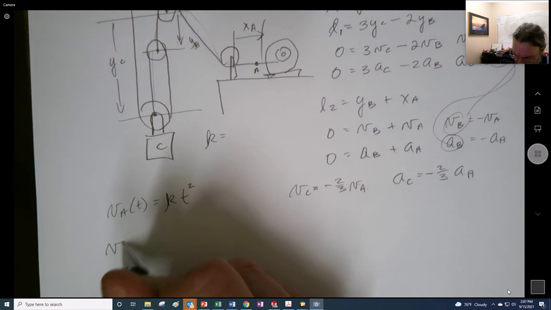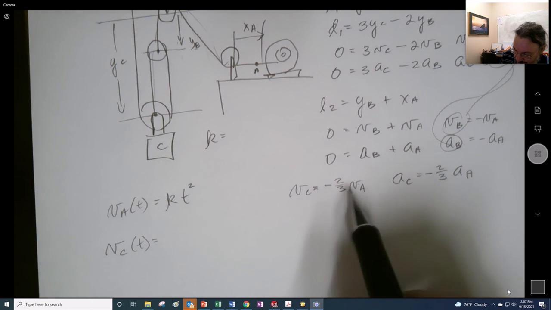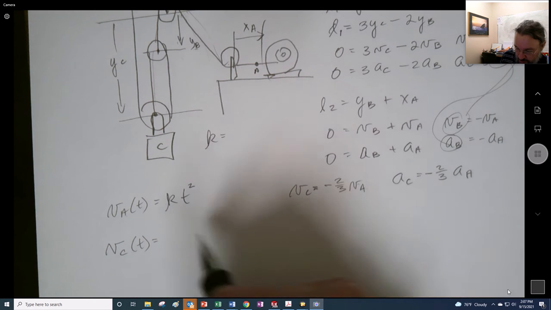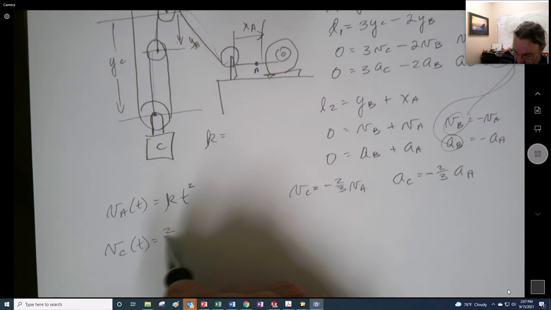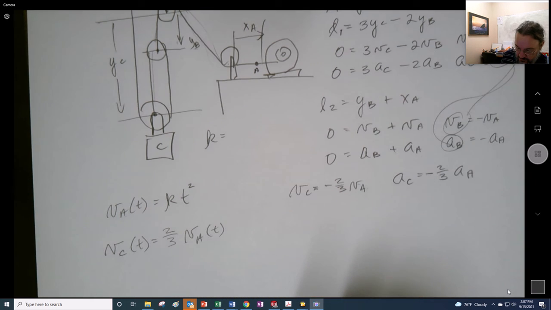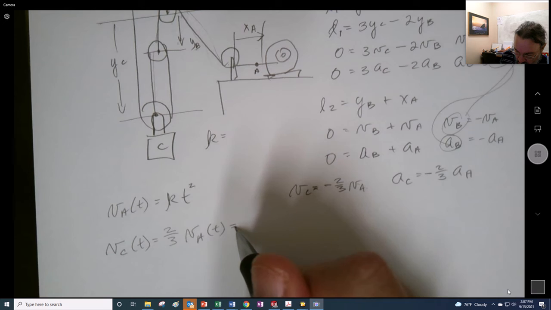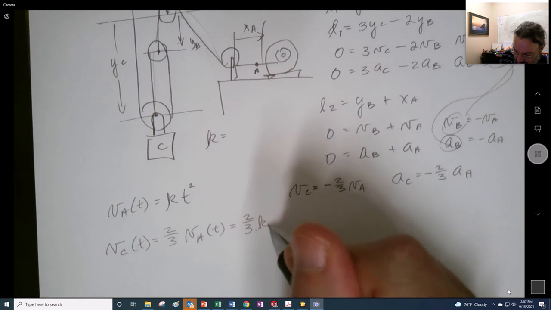we know that the velocity of c with respect to time would be, and I'm going to ignore the negatives right here, they're not necessary for us, 2/3 vA with respect to time, right? So let's say it's equal to 2/3 k t squared.